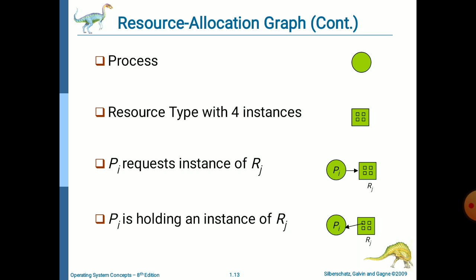And next, the third point here is Pi requests an instance of Rj. Pi is requesting the resource Rj, any instance, one instance. And similarly, in the fourth point, an instance of Rj is allocated to Pi. So this is how we represent the resource allocation graph symbols.